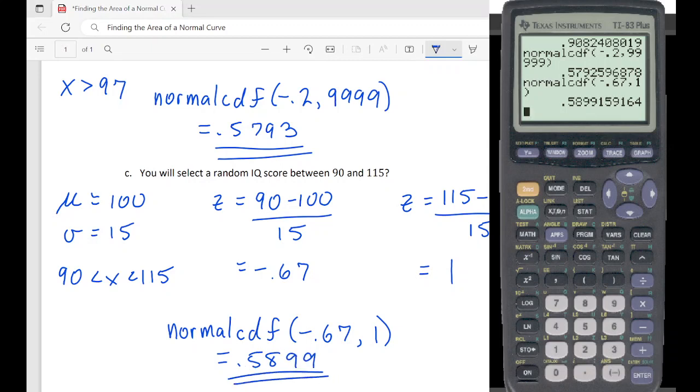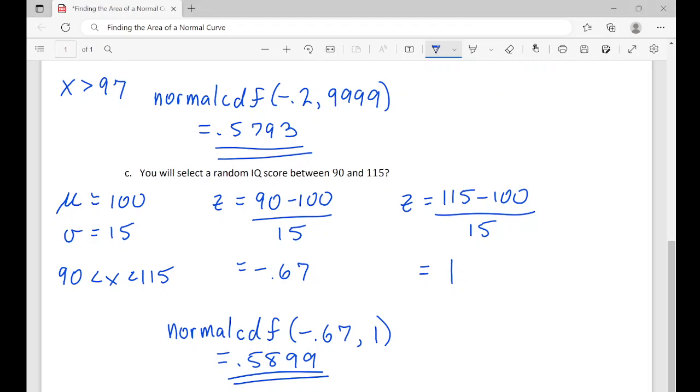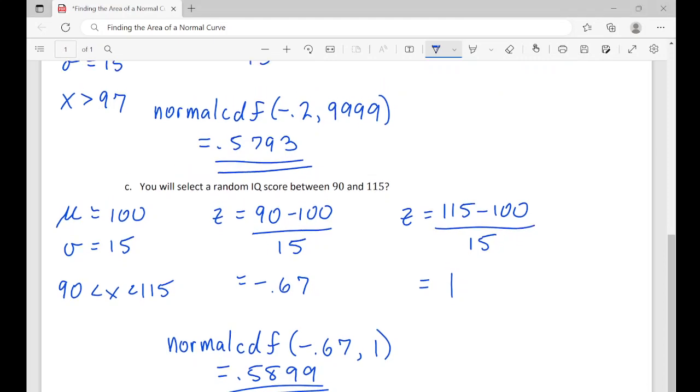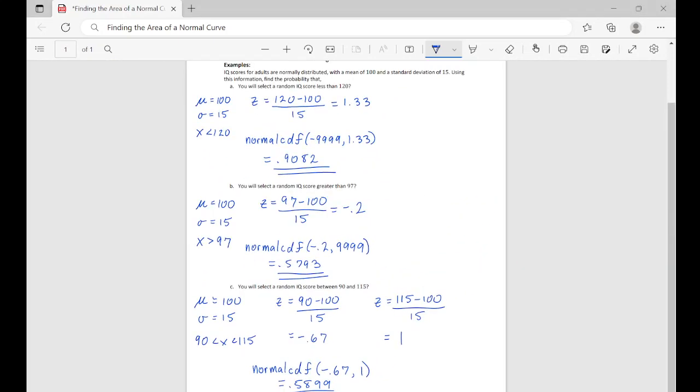So whether you're doing something that is between two values like we just did, or you're doing something that's greater than or less than, it's all the same. Normal CDF can do it all for you. Just be careful, make sure you put the numbers in order from smallest to largest, otherwise you could end up with sign errors.